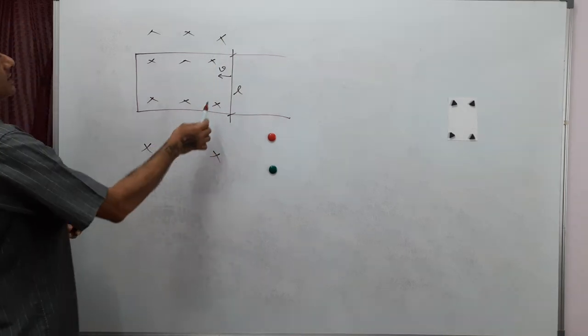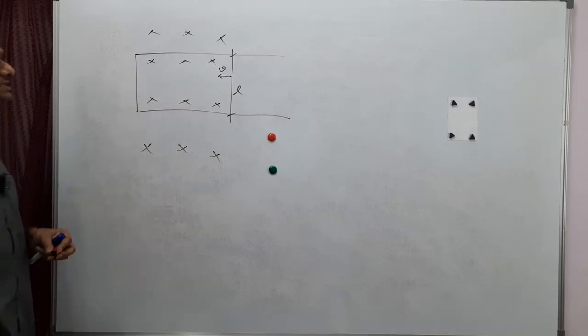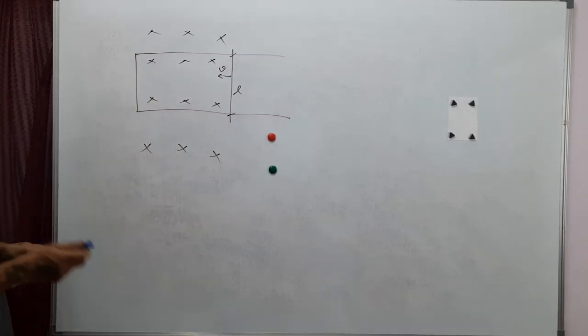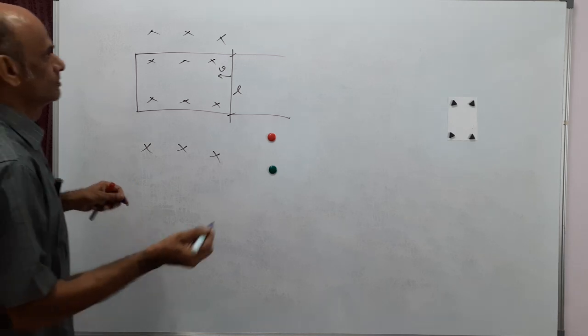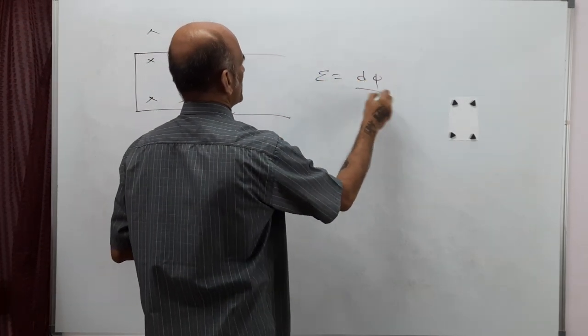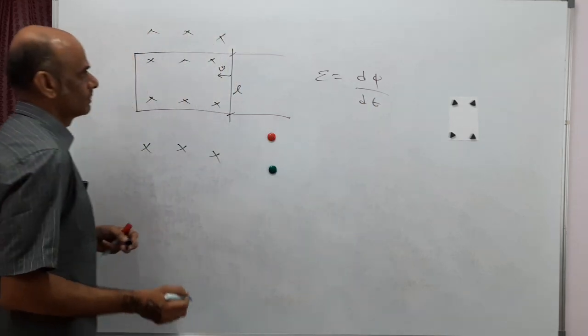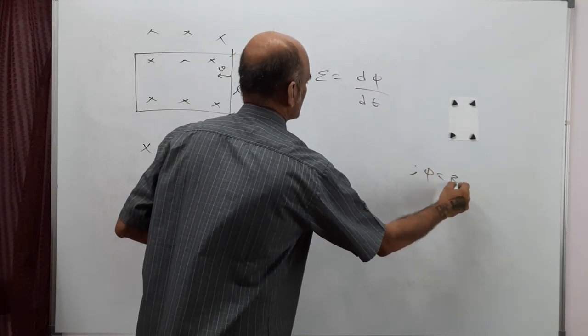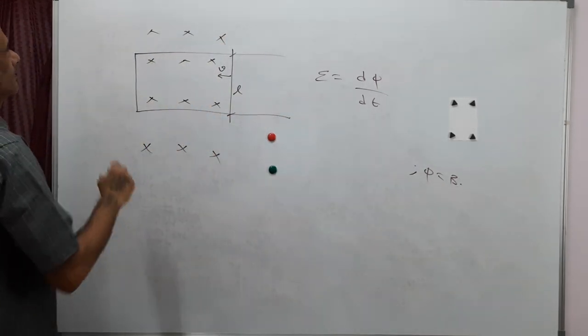So the rod is moving in, the flux within this closed path is changing. It's actually decreasing because area is decreasing. So there will be induced EMF in this loop. It's d phi by dt by Faraday's law of electromagnetic induction, and the flux is the uniform magnetic field into the area of this thing.